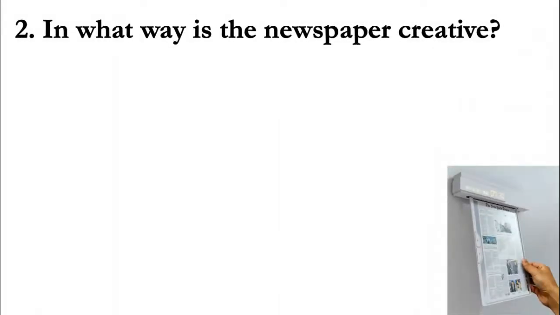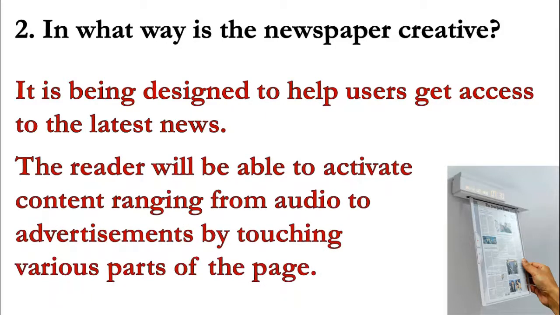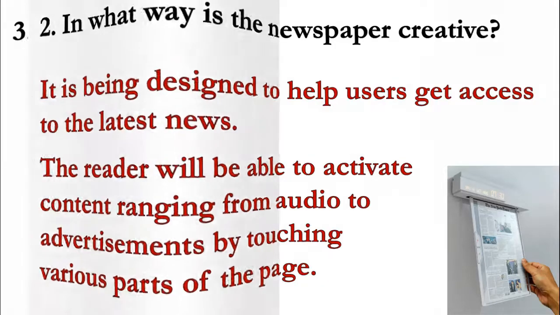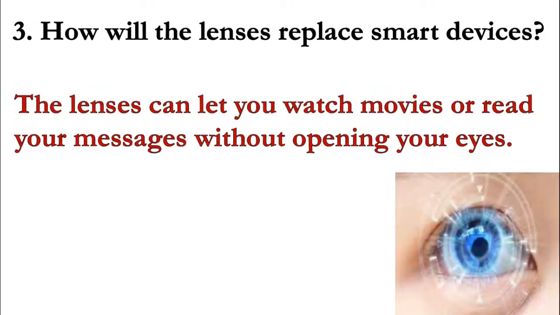Second question, we speak about a newspaper. But here, in what way is the newspaper creative? What have you found? That's right, it is being designed to help users get access to the latest news. The reader will be able to activate content ranging from audio to advertisements by touching various parts of the page. Question number 3. How will the lenses replace smart devices? The lenses can let you watch movies or read your messages without opening your eyes.